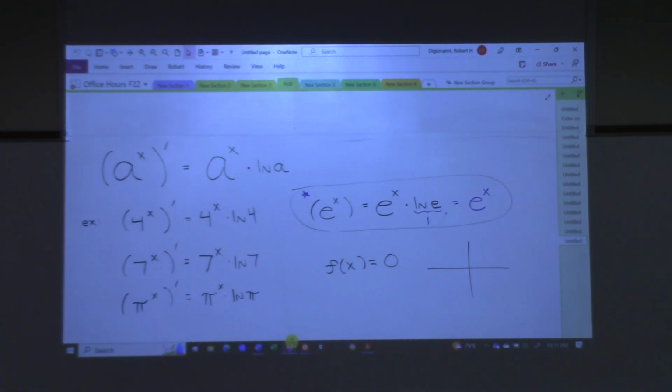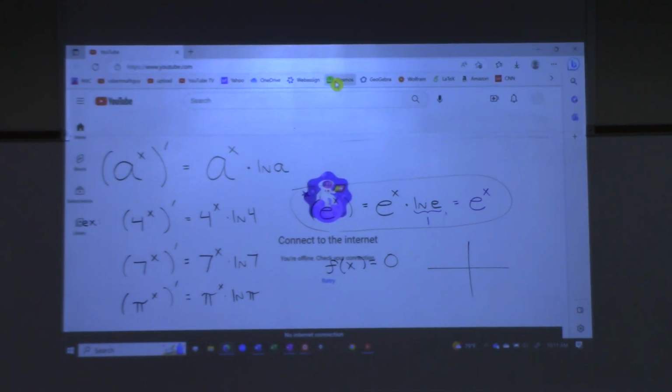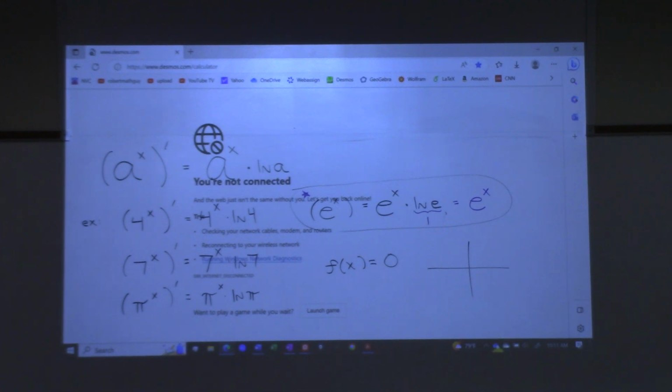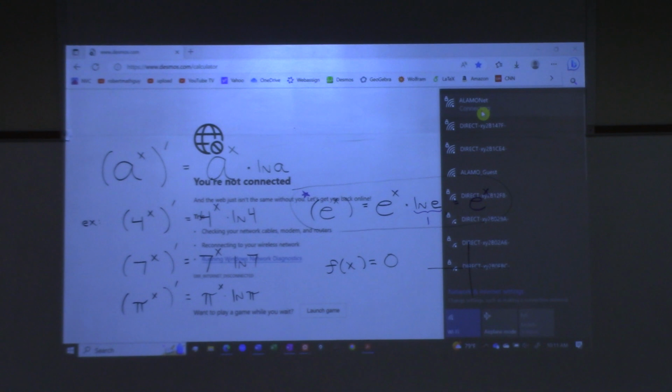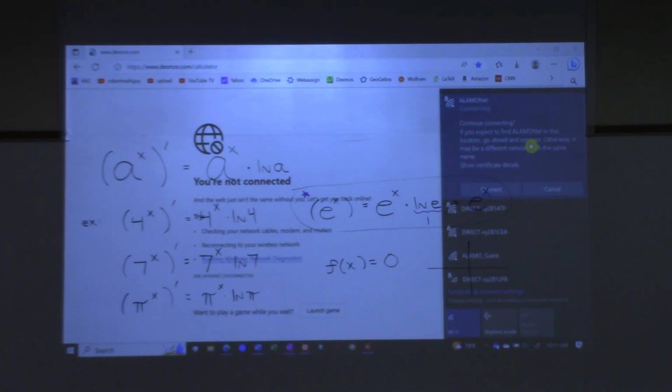So what I'm going to do is I'm going to go to Desmos, maybe. Why am I not connected to the internet? I've been having this trouble lately. Connect. Continue connecting? Yeah, connect. That's real weird.